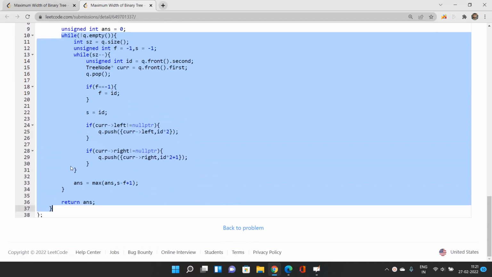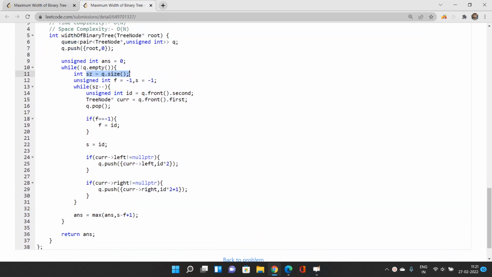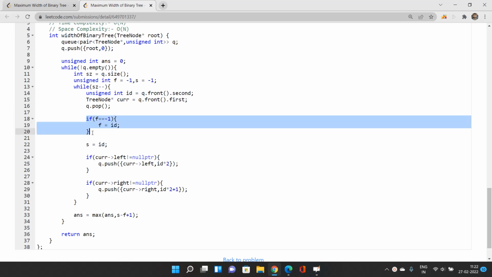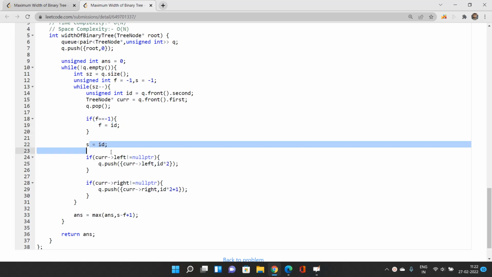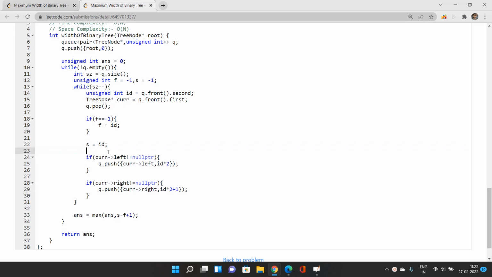So I will iterate for all the levels. You can see first I will find the size of this queue and extract all the nodes present on the current level, and this f and s are basically the first node and the last node for the given level, initialized with -1. Extracting the nodes of the current level will be done like this: extract this node, extract the id of the current node, and extract the node's address. If f is still -1, then I will assign f as the current id, that is the very first node, and s will be the final id of the node of the current level.